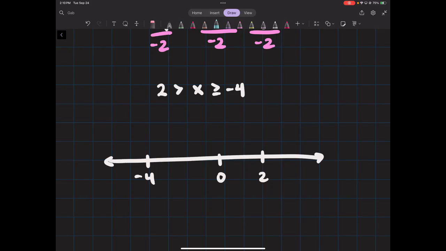-4, open or close? -4. Close. +2. Open. And then you can do this. Okay?